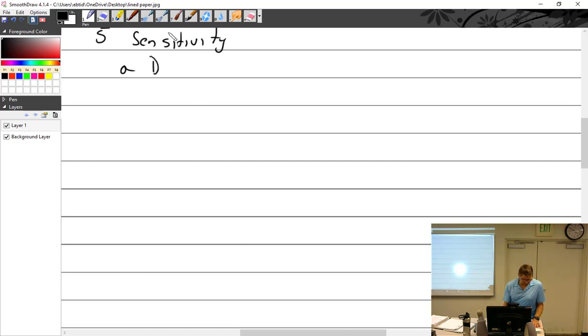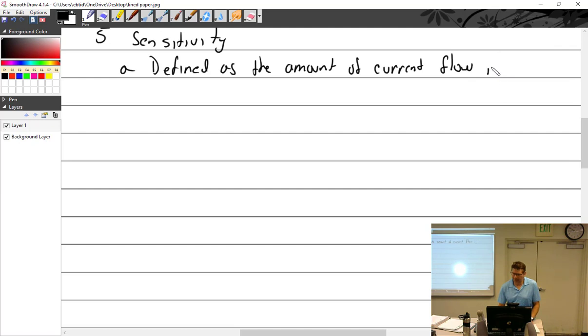So sensitivity is defined as the amount of current flow needed to create a full scale deflection.